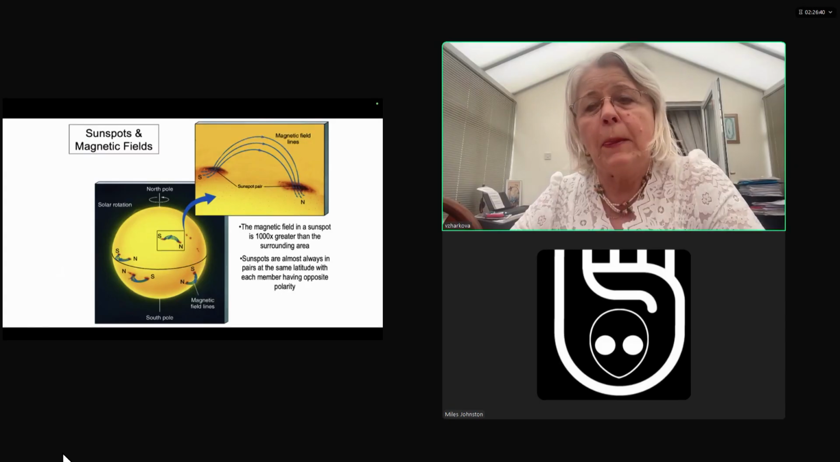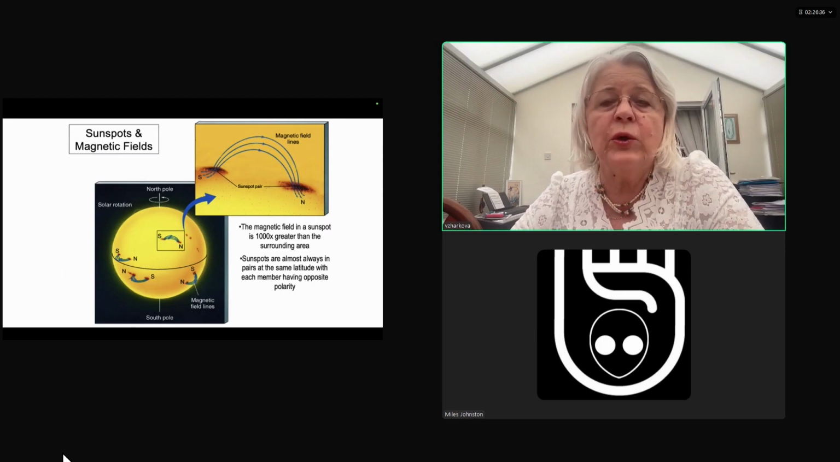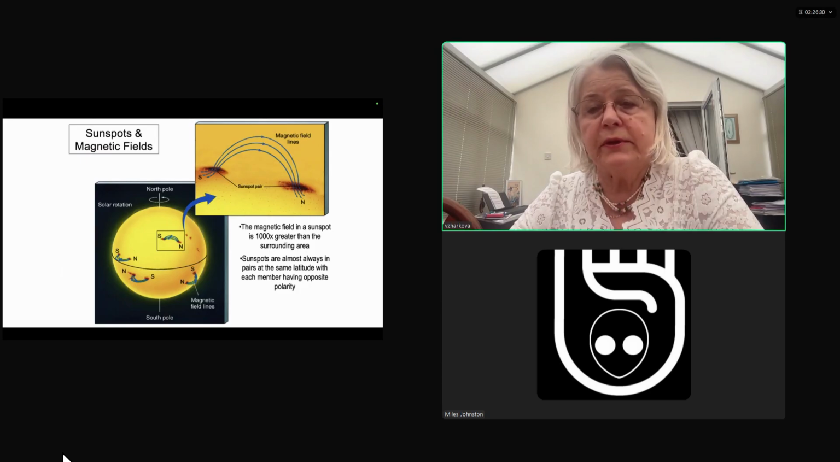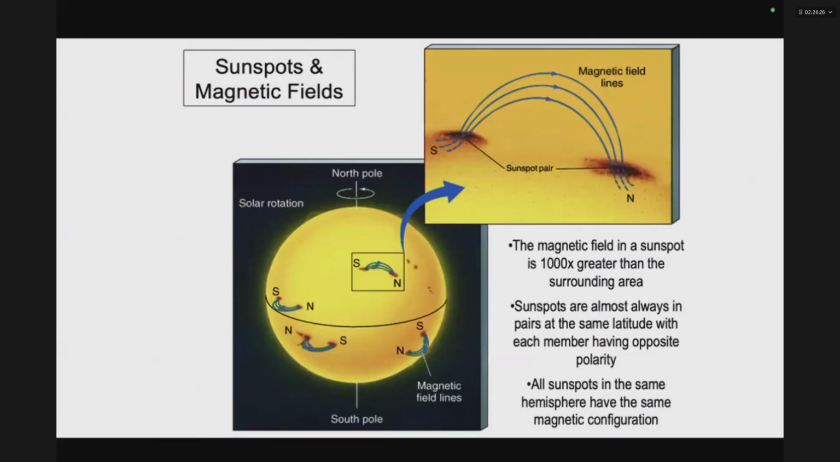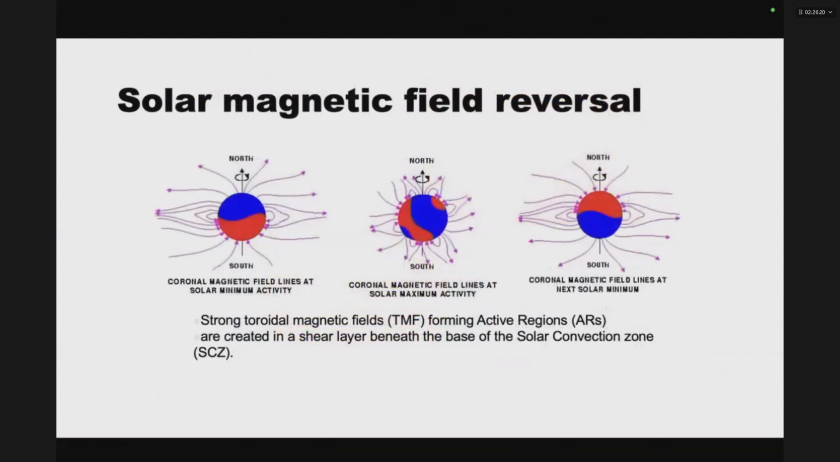So one sunspot has to have northern polarity, another southern, and normally the leading polarity is the one opposite to the polarity of the background magnetic field on the sun. So all sunspots in the same hemisphere have the same magnetic configuration. And what is happening? This is showing the solar magnetic field reversal. What is solar activity?